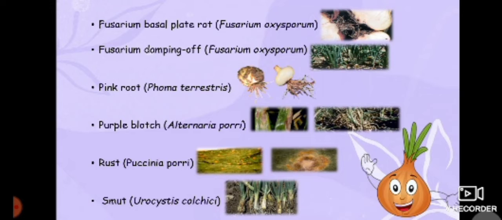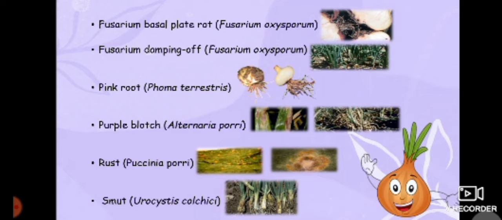Next is the Fusarium damping off of Fusarium oxysporum. The symptoms of these are rotting seeds that are covered in mold, discolored root tips which may be pink, tan, yellow, red, or black, and slowly growing seedlings which wilt and die.